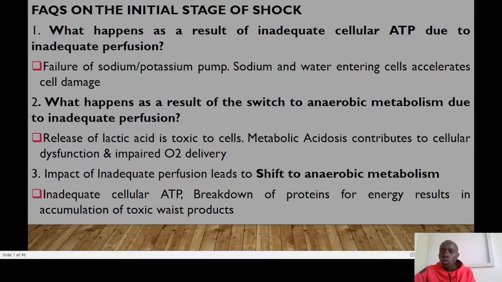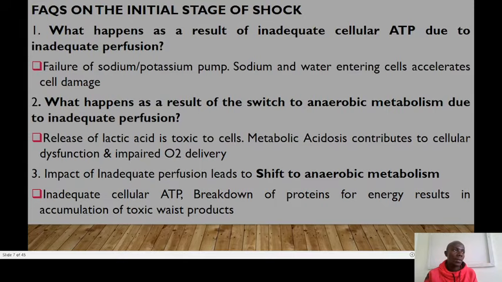Someone will ask, what happens as a result of the inadequate cellular ATP due to inadequate perfusion? So there is failure of the sodium-potassium pump. So we have now sodium and water entering the cell, and this normally damages the cell. All right? What about what happens as a result of the switch to anaerobic metabolism?